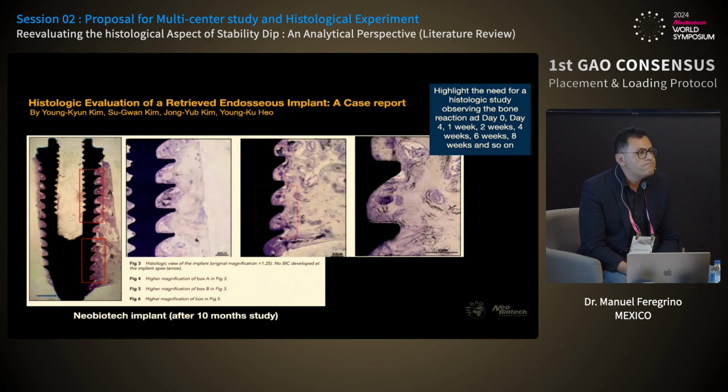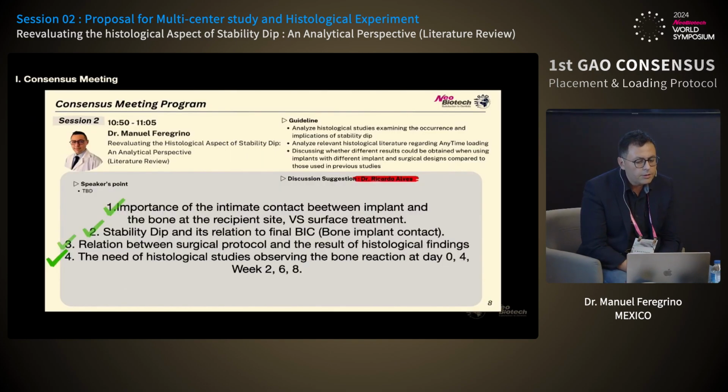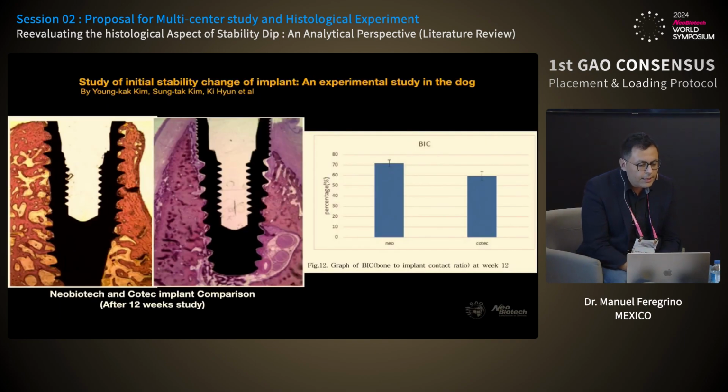Obviously, we are looking at a histological study where we can observe the bone reaction at day 0, 4, and weeks 1, 2, and 4, which, as we already talked about and discussed, is really important in order to avoid this stability dip, and the final result is to increase the osseointegration. Okay? Then we are going to review this article.